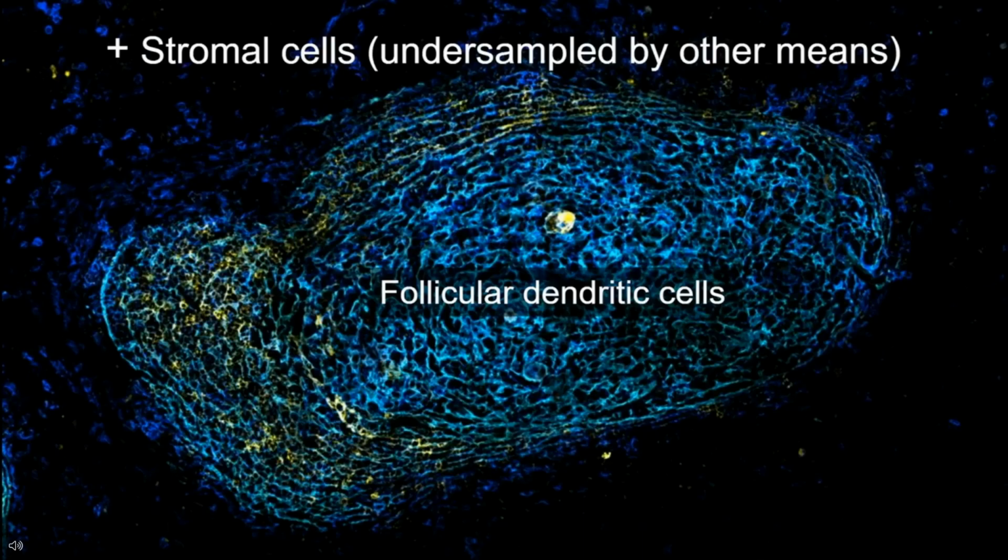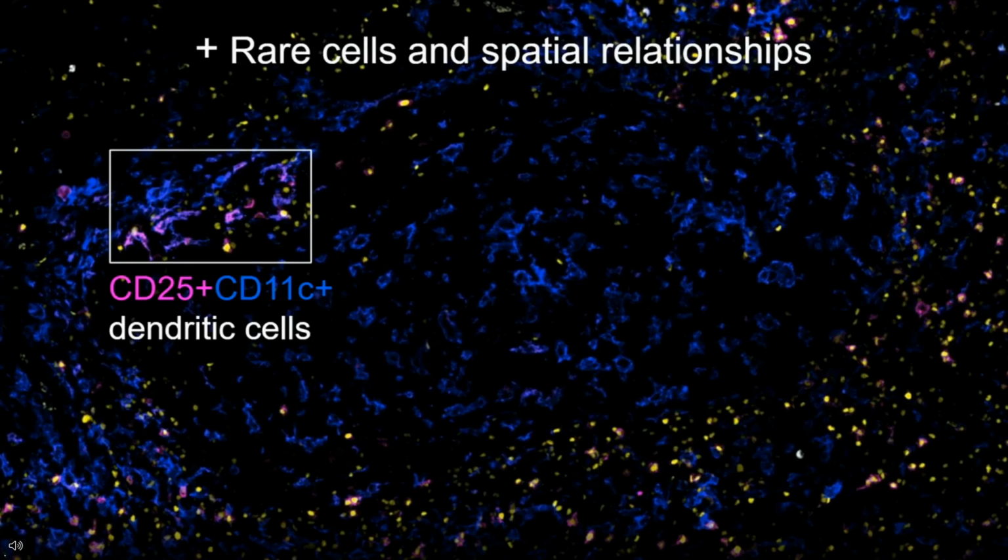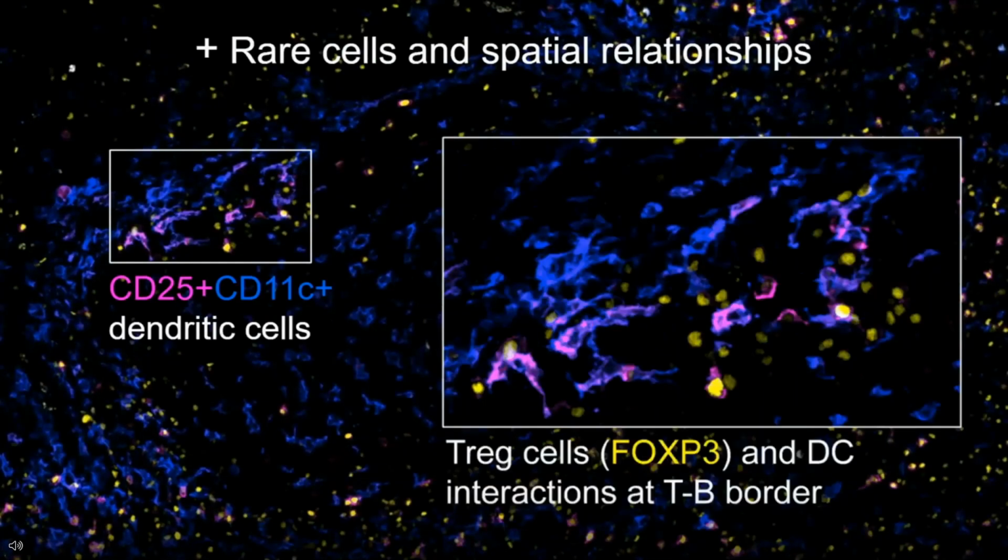Because we're looking at intact tissues, we can look at entire meshworks of the follicular dendritic cells, these stromal cells that are undersampled by other means, while also looking at myeloid cells and their relationships with other cells, in this case in the germinal center. So you see these beautiful magenta cells gobbling up dead cells in the germinal center. And because we're keeping the tissues intact, we can look at rare cells that you might miss through other methods. Just highlighting that we see these exquisite CD25 magenta myeloid cells at the T cell and B cell border, and they're making contacts with regulatory cells. So these images can lead to really good hypothesis generation.